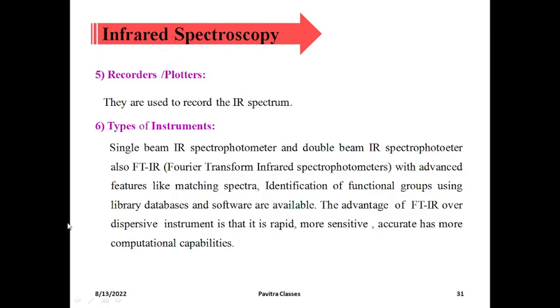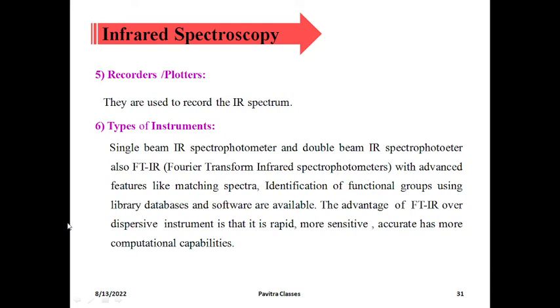The last part is the recorder and plotters. They are used to record the IR spectrum. Computers especially are used with the IR machine. Now the types of instruments. In IR instruments, there are single beam IR spectrophotometers, double beam IR spectrophotometers, and the newer FTIR machines, Fourier transform infrared spectrophotometers, with advanced features like spectra matching and identification. It has data already fed into it.